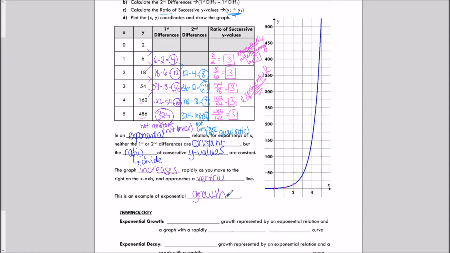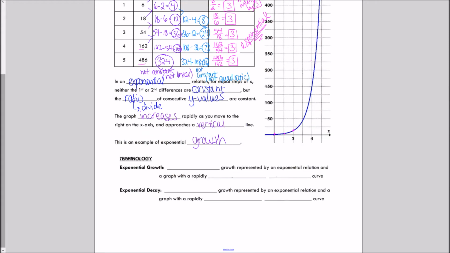So let's go ahead and talk about some terminology here. Exponential growth right here is just nonlinear growth. So it's not a line, represented by an exponential relation and a graph with a rapidly increasing upward curve. So exponential growth is going to look like this right here, okay?